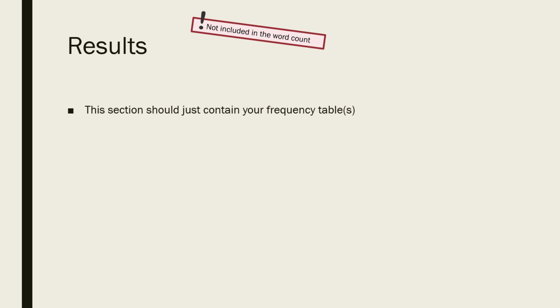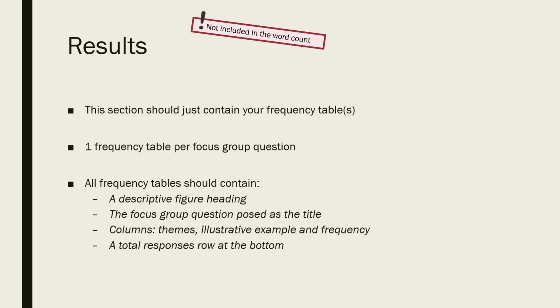The results section should only contain process data, so this means your frequency table or tables. There should be no raw data in the form of transcripts. Have 1 frequency table per focus group question, where each frequency table contains the following: a descriptive figure heading and the focus group question posed as the title. The table itself should have 3 columns: themes, illustrative examples, and frequency. It should also have a total responses row at the bottom. Let's see what that looks like.